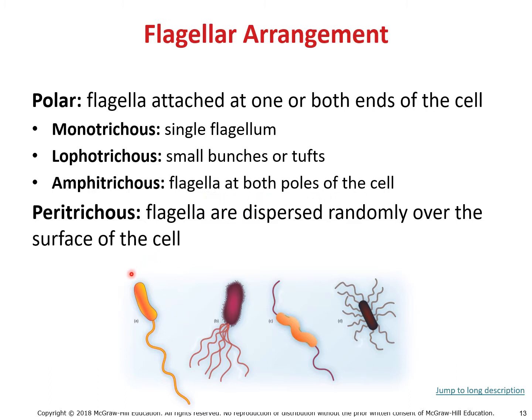So if we look at example A, what do you think it is? Since there's one flagella at one pole, that would clearly be a monotrichous. Notice B. B has several flagella at one end. So at one end means it's polar, but a small bunch or tuft we called, again, lophotrichous. Notice example C here has one filament at each end, but again, since it's an end, it's polar, and since it's both ends, it's amphitrichous. And if you recall, letter D here would be the example of peritrichous, where we have flagella all over.